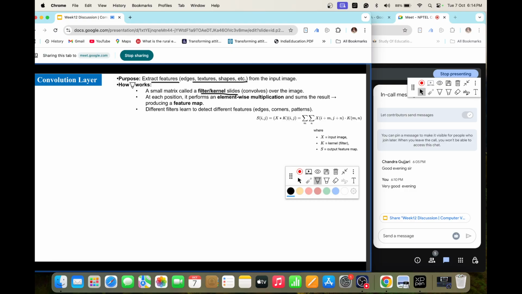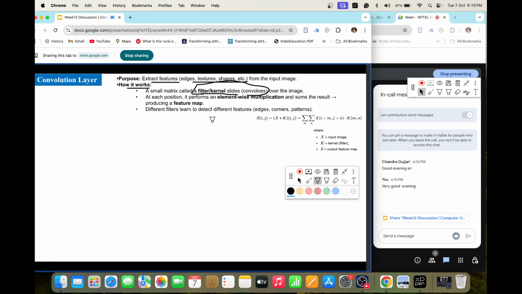How does it work? A small matrix called a filter or kernel convolves over the image. Convolves means slides. There will be a big image, like 28 cross 28 or any dimension, and it is actually a three-dimensional image. Why do we call it three-dimensional? Whenever we talk about a convolution layer, the depth means the number of channels. For example, our RGB image consists of 3 channels, so we take the depth as 3.